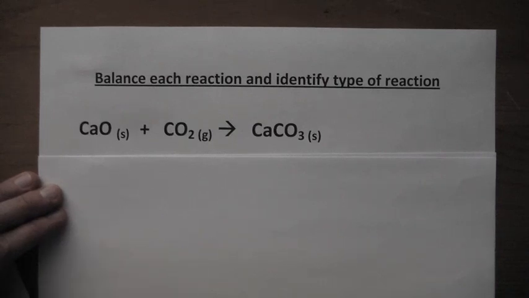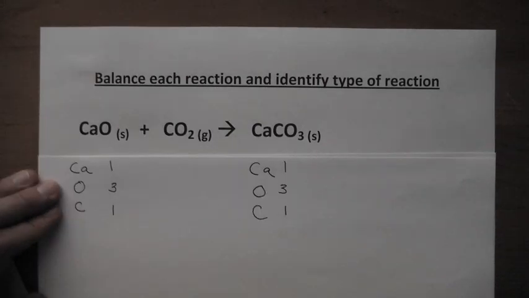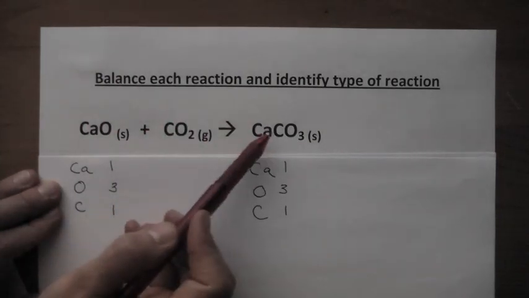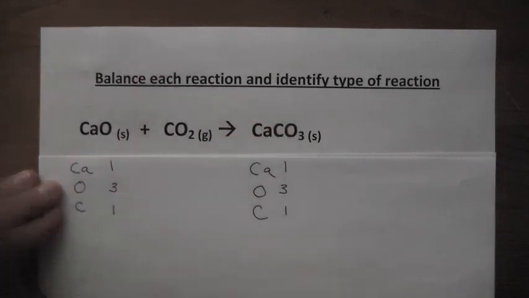Let's try this one. Let's first balance it. It actually is already balanced, so we were lucky. Now I need to decide what type of reaction this is. I know that I have 2 substances combining to create one substance. This is a combination reaction.